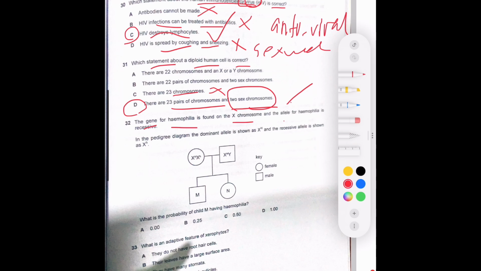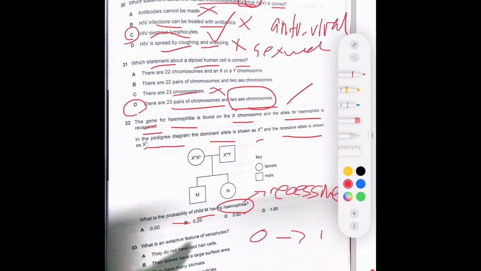32. The gene for hemophilia is found on the X chromosome, and the allele for hemophilia is recessive. In the pedigree diagram, the dominant allele is shown as XH, and the recessive allele is shown as Xh. What is the probability of M having hemophilia? And hemophilia, as we know, is a recessive condition. Now, for this question, I would like to draw a Punnett square, and the probability ranges from 0 to 1. And you can see from the pedigree diagram that the circle represents female and the square represents the male.